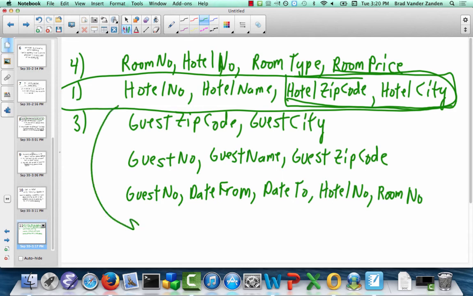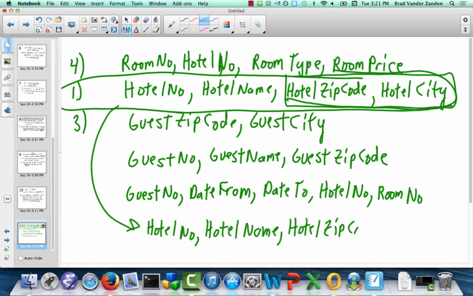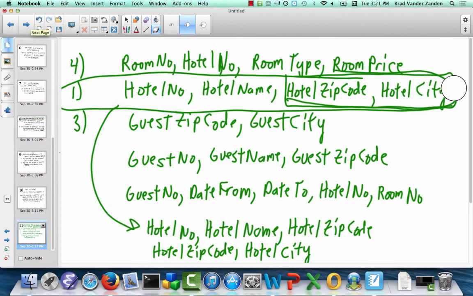So we have to further break this one down into one that is hotel number, hotel name, and hotel zip code, and one that is hotel zip code and hotel city. Okay, now you have, so I'll get rid of this.